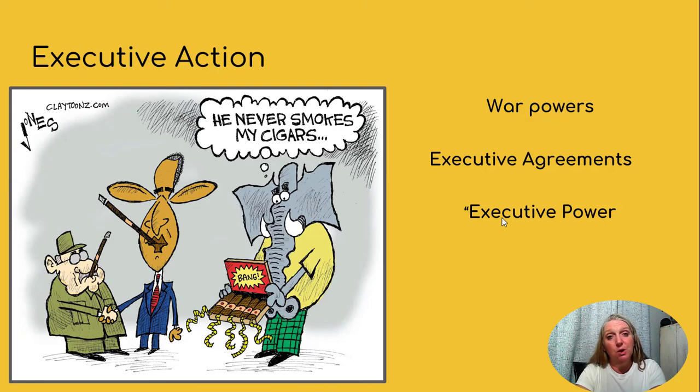He can issue what are called executive agreements. They are similar to treaties, except the Senate is not involved in those. Congress doesn't have to ratify those. And then you have executive power. So what is executive power? It's the enforcement. And how do you go about enforcing it?